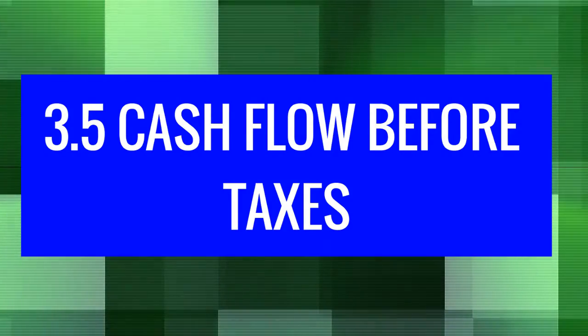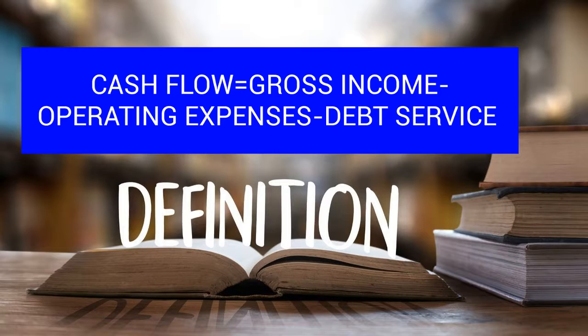Number 3.5, cash flow before taxes. Now, it's very common just to abbreviate it down to the term cash flow. That's what you'll hear most investors call it. Cash flow is defined as gross income minus operating expenses minus debt service. So did you catch that? I finally brought debt service into play when you're calculating the cash flow for a property. Bottom line is the cash flow is the money that's left over after all your expenses have been paid.